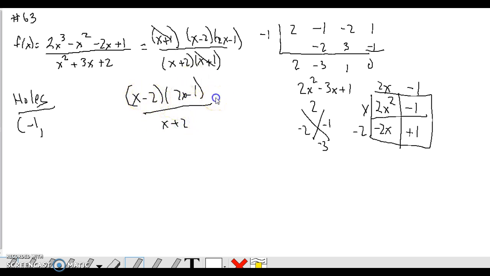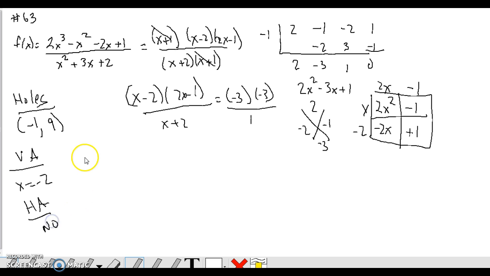So let's plug that in. So this will be, what, negative 3 times negative 2, so times negative 3 all over positive 1. So that'll be a 9. So there's my hole. The vertical asymptote will be x is equal to negative 2. We do not have a horizontal asymptote, so no. And then slant asymptote, we do.